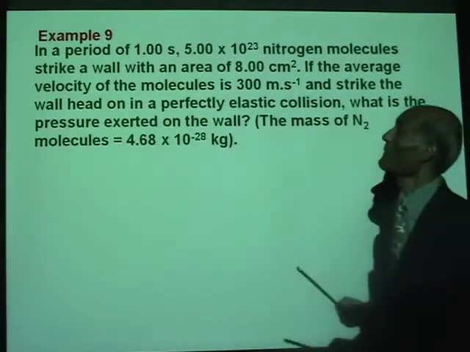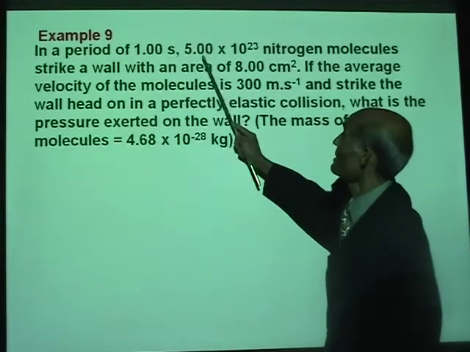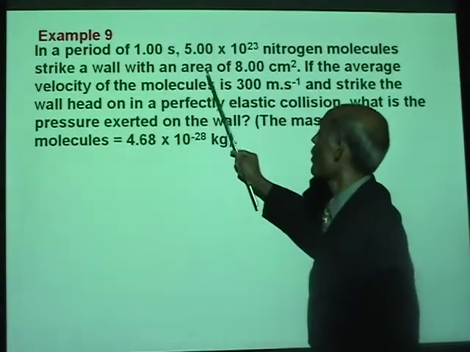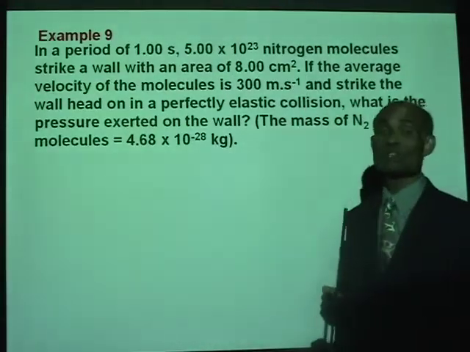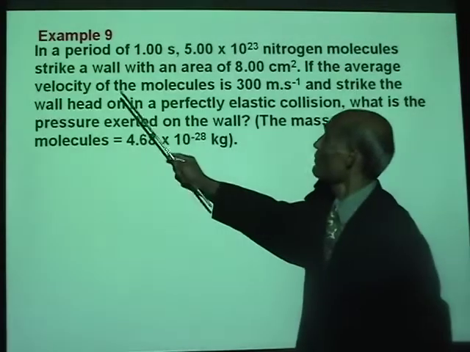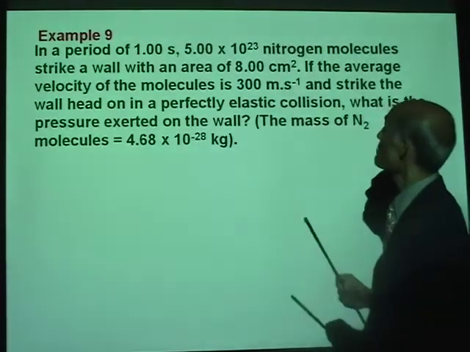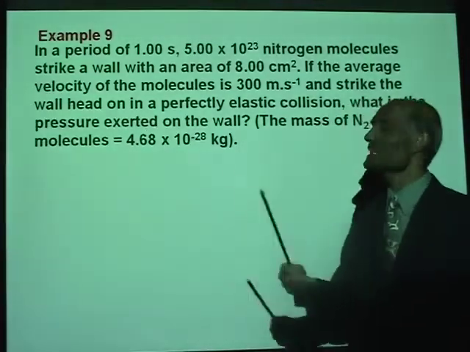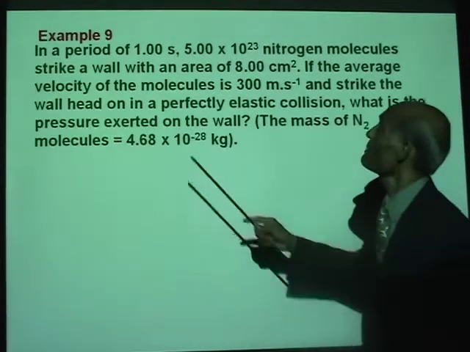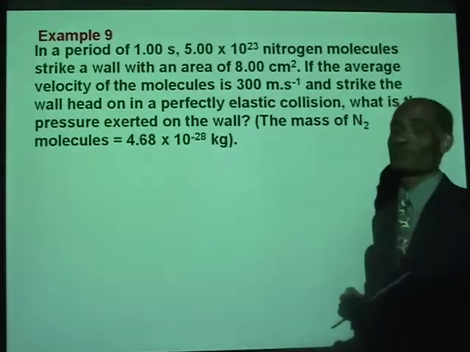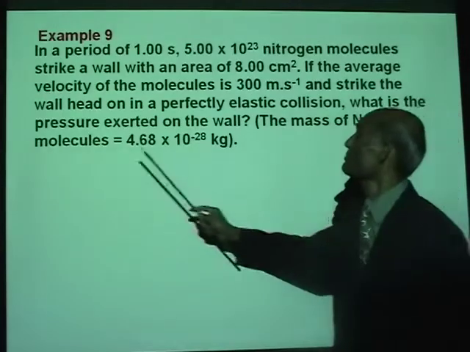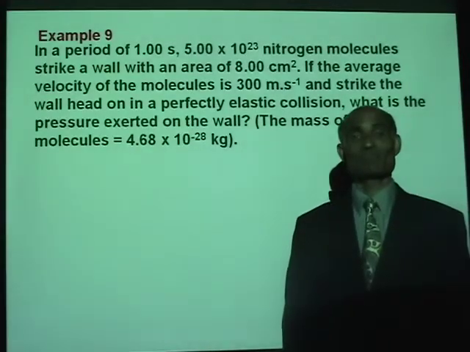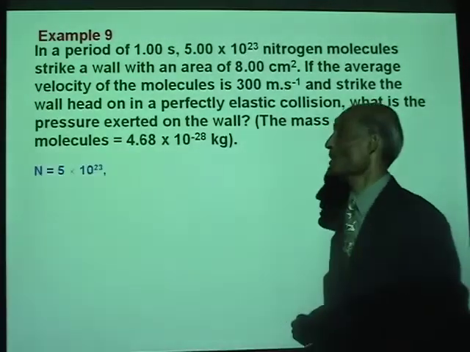Alright, let's do another one. In a period of 1 second, 5 times 10 to the 23 nitrogen molecules strike a wall with an area of 8 centimeters squared. If the average velocity of the molecules is 300 meters per second and they strike the wall head-on in a perfectly elastic collision, what is the pressure exerted on the wall? The mass of nitrogen molecules is 4.68 times 10 to the negative 28 kilogram. It's a direct application of what we did.